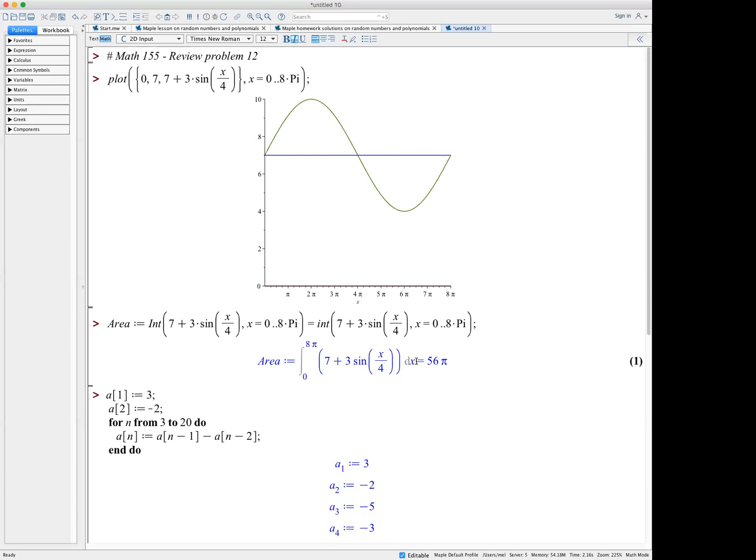Well, no, I'm not getting 56 pi. No, forget the 56 pi. The integral sign from 0 to 8 pi, exactly this expression. Do you see that on your screen? Well, yes, I see the expression, but I'm not getting the 56 pi. So it has an integral sign 0 to 8 pi, 7 plus 3 times sine of x over 4. Yes, sir, all of that. And I have absolutely no idea why it doesn't work for you.